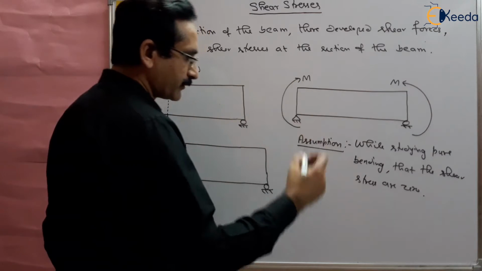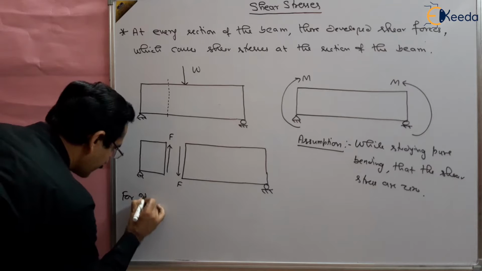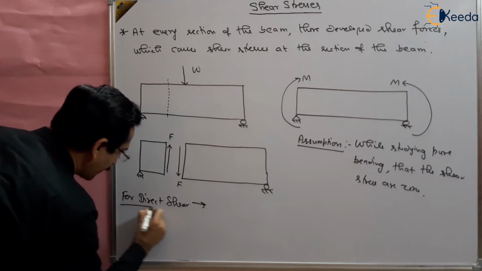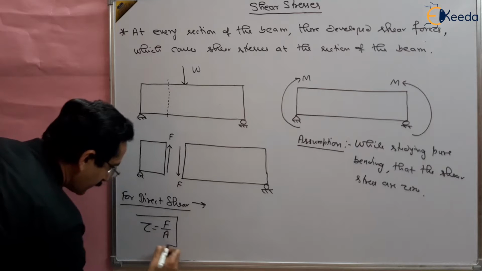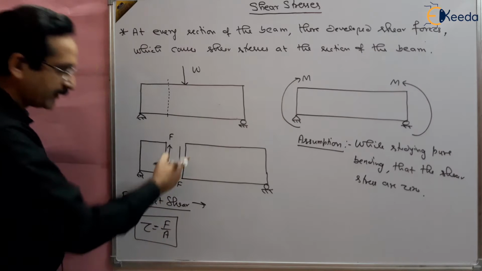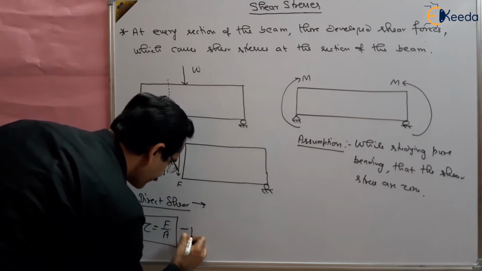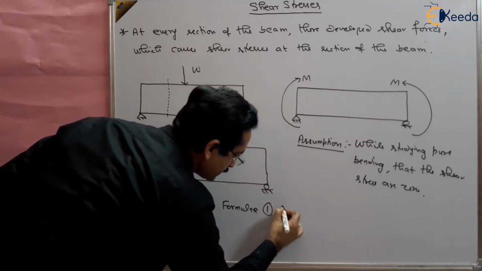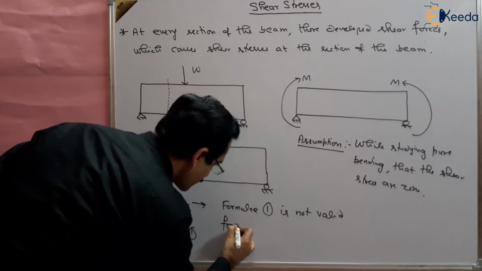But the problem is that the shear stress here is not direct shear. You should remember that for direct shear, in the first chapter, the shear stress was given by force upon area. But here the shear forces are not direct shear. So this formula is not valid here, right? This formula is not valid for beams.